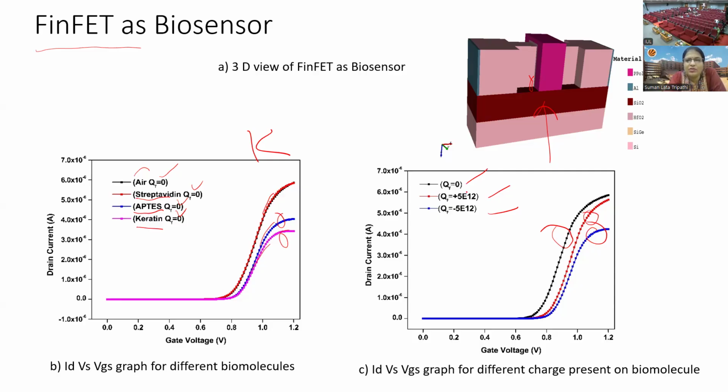The changes are there because of different charge present on the biomolecule. We are getting different values. So it means there is a chance to use this device as a biosensor also. And biosensors can be used for biomedical purposes. They can be used for detecting changes in environmental conditions. So there are several applications of biosensors.